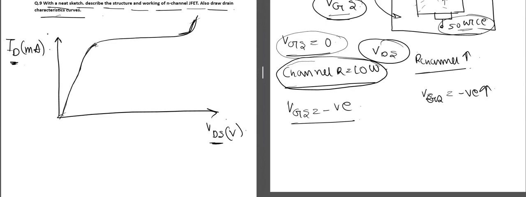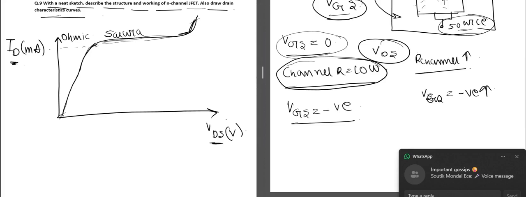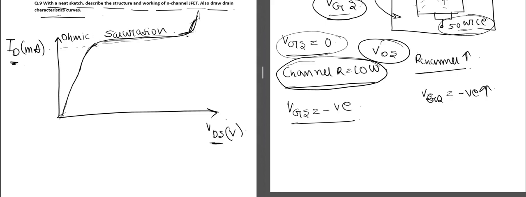So this is the ohmic region. I will describe each of these regions separately. At this point, the current becomes saturated. It is neither decreasing nor increasing. This is the saturation region. And this region, where we can say the curve is straightening up, is the breakdown region. And this is the curve for VGS equal to 0.